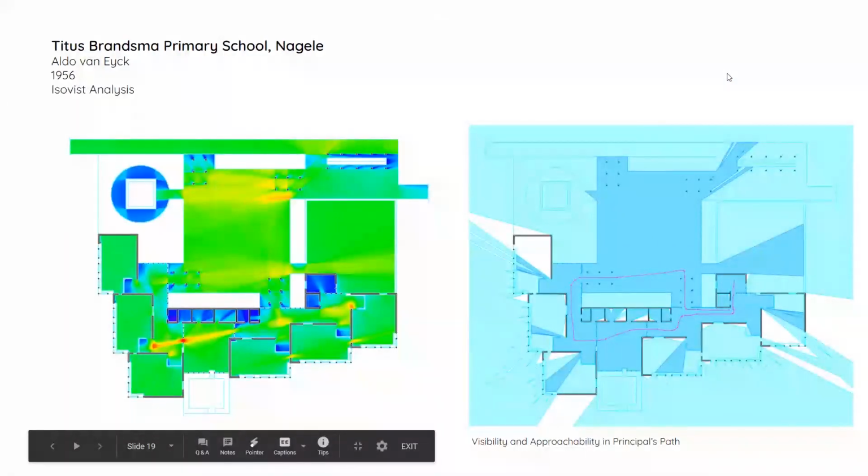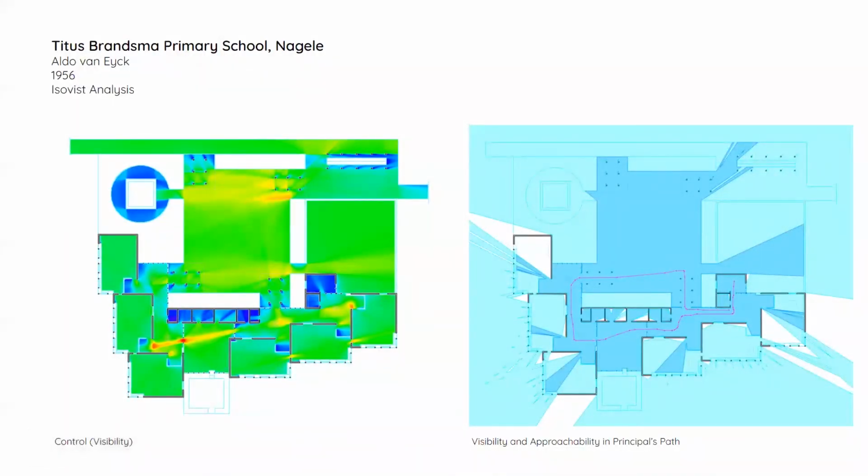The graph on the right accounts for the route that may be taken by the principal in order to carry out surveillance of the school activities. While there isn't much accessibility, a large amount of space is visible from this path. When looking at the control graph, it can be observed that a lot of points of control lie in the corridor closest to that path.